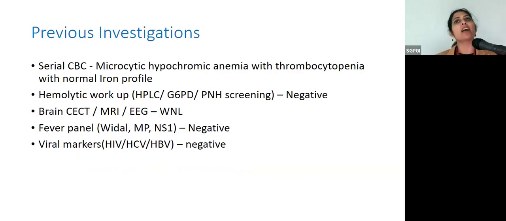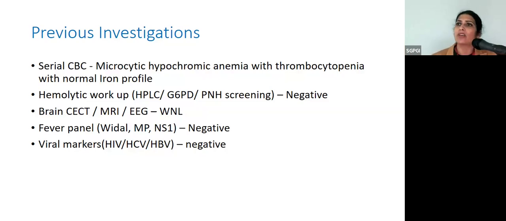He had microcytic hypochromic RBCs, but his iron profile had been done twice, and both times serum iron and TIBC and TSAT, everything was within normal limits. B12 and folate had also been done. He had undergone a hemolytic workup. His HPLC I myself saw was fine. G6PD, PNH screening, there was no clone in PNH by flow cytometry. Since he was having this abnormal flexion, he had brain scans done. They were also normal. His fever panel had been done multiple times, always came out to be negative, and viral markers were negative. So we could not find what was the cause of fever.